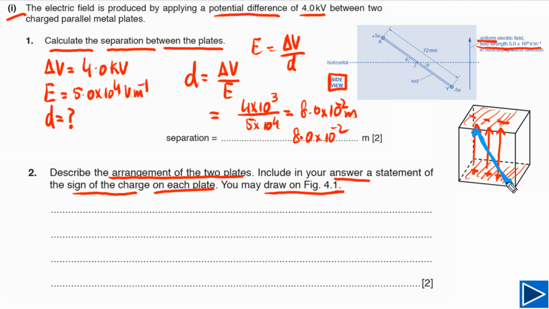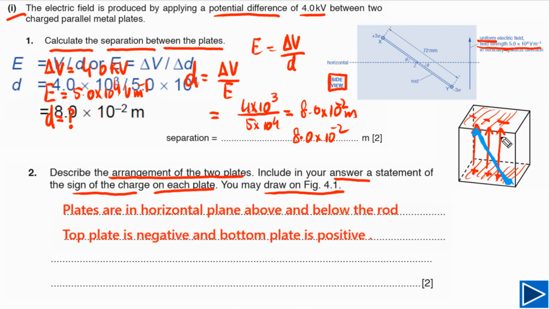So this is all what you need to understand, and then you can write down your answer. The plates are in horizontal planes and the rod is in vertical plane. Now let's try to write down our answer. Simply you have to mention first part, the arrangement of the plates. In this case we have mentioned that plates are arranged in horizontal plane above and below the rod.